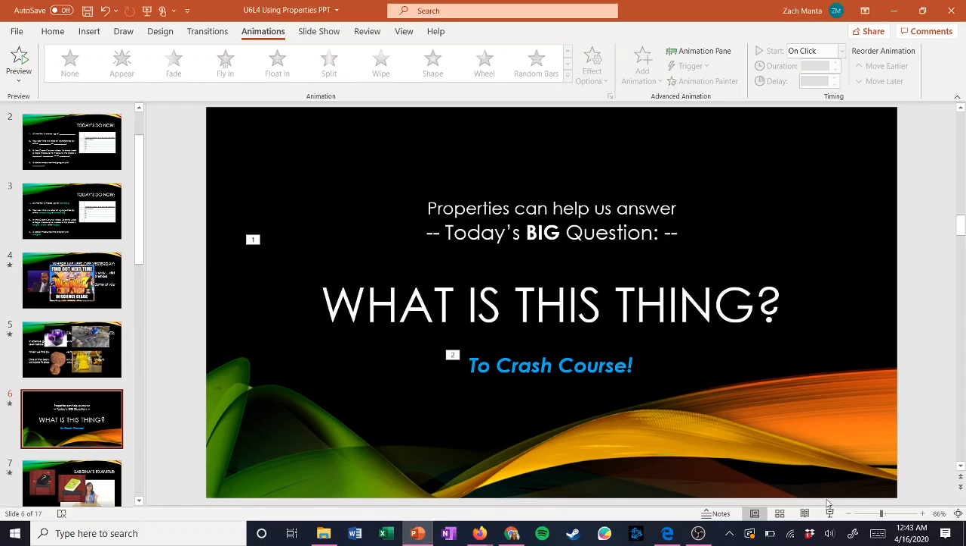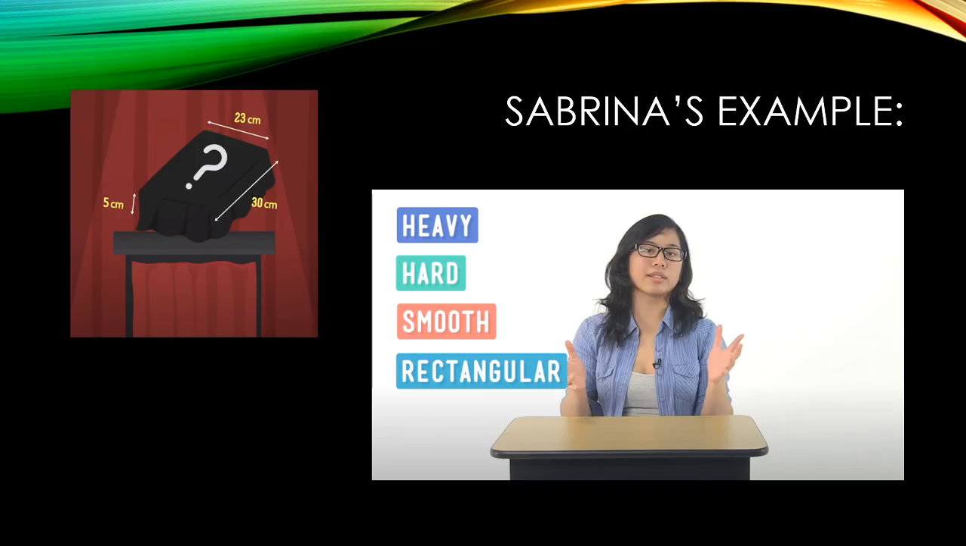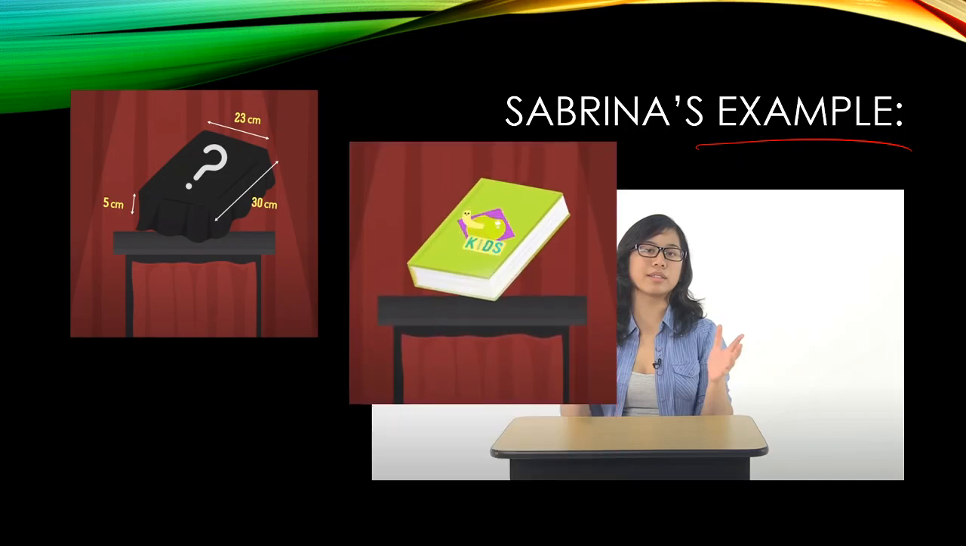We're going to hop back over to our PowerPoint, so I want to recap and run through what it is that she just did. Now, Sabrina in this video used properties to identify a mystery object. Her example was a little bit silly. She said there was this mystery object that she tripped over in the middle of the night. We couldn't figure out what it was, but she was able to measure its length, width, and height, put it on a scale, and find out that it was heavy, it was hard, it was smooth, it was rectangular, and based on all of those properties, concluded that the mystery object was her science book.